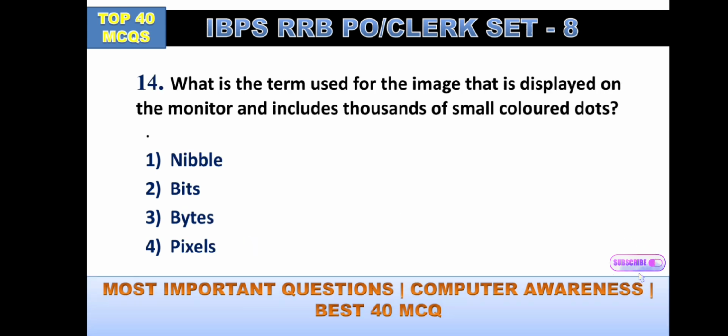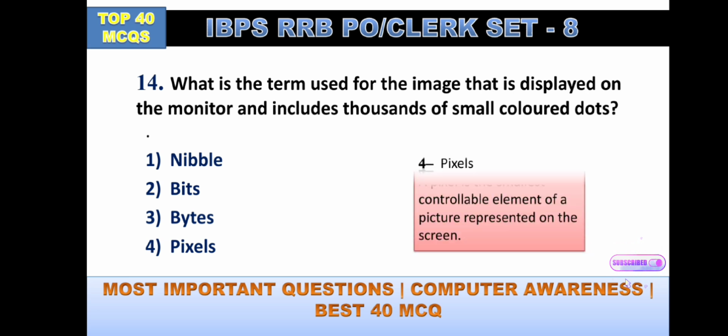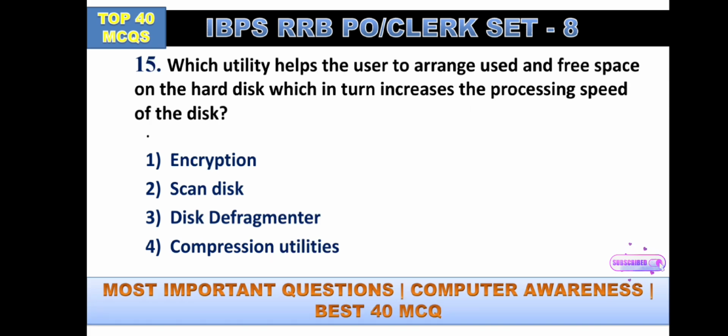Okay, what is the term used for the image that is displayed on the monitor and includes thousands of small colored dots? So this is called pixel, and you know pixel is the smallest controllable element of a picture represented on the screen. See, question number 15, which utility helps the user to arrange used and free space on the hard disk, which in turn increases the processing speed of the disk? So it is disk defragmenter, option number 3.